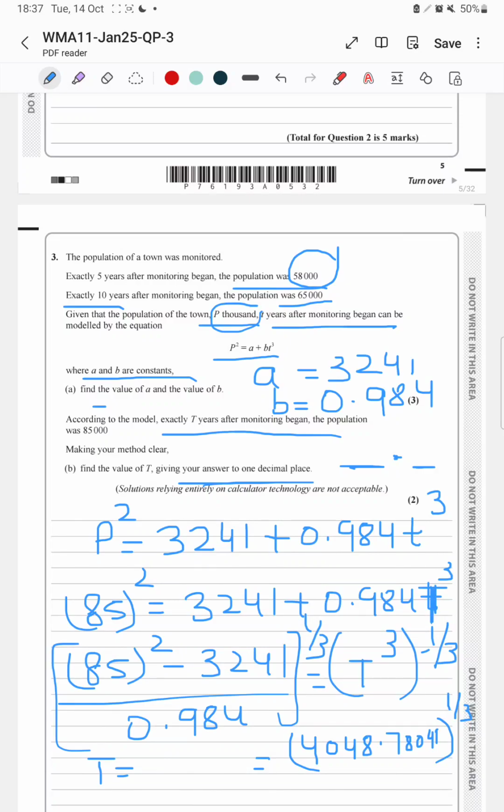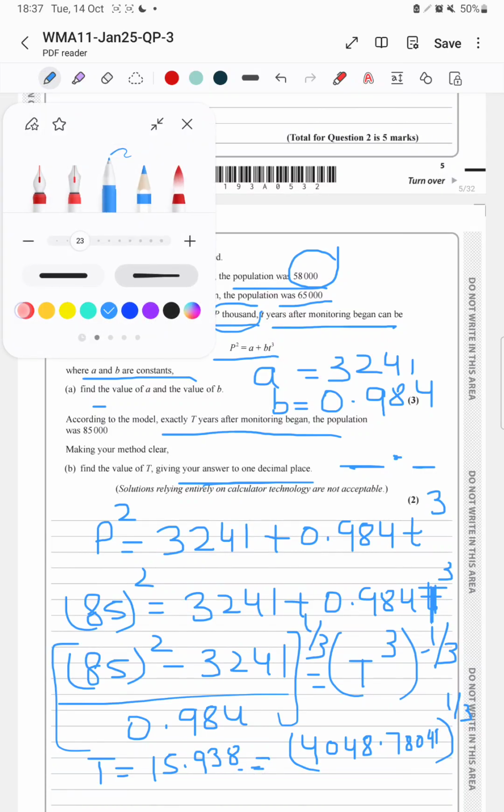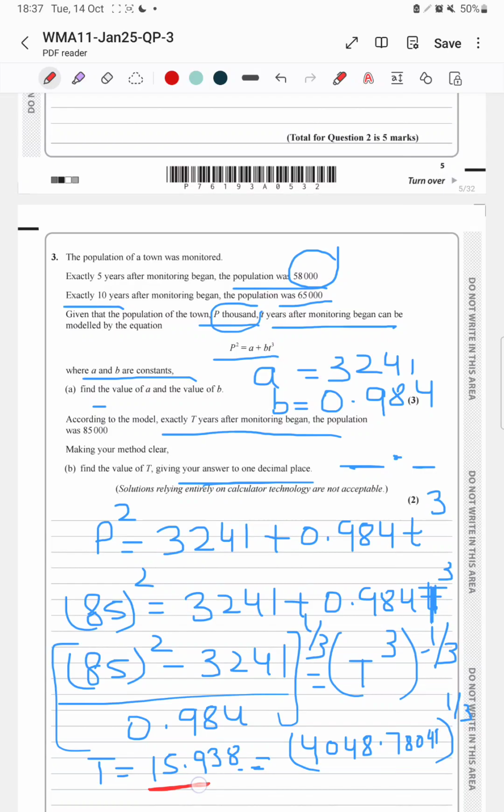let me calculate this value here. So we have the cube root of 4048.78041. Okay, then this is 15.938, and so on. Because we need to give our answer up to one decimal place, that will be 15.9, because after the 9 we have 3, so no need to round up. So this will be 15.9 years. This will be the final answer of this question 3.